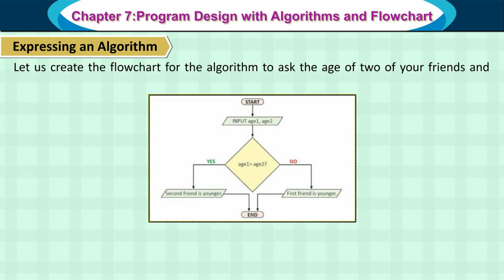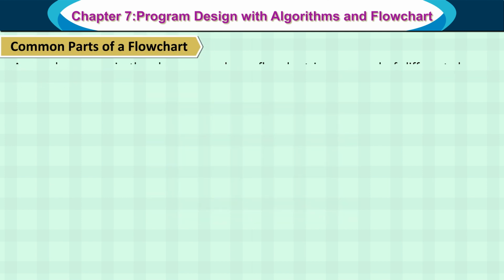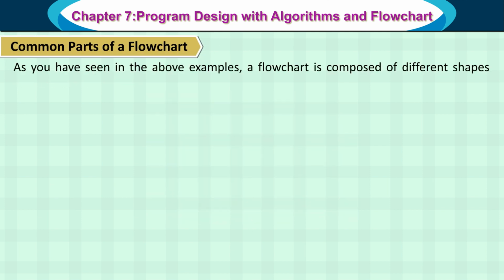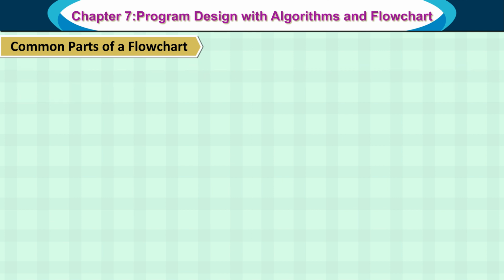Let us create the flowchart for the algorithm to ask the age of two of your friends and find out who is younger. Common parts of a flowchart. As you have seen in the above examples, a flowchart is composed of different shapes called symbols or boxes that signify different types of actions. Some common symbols are described here.